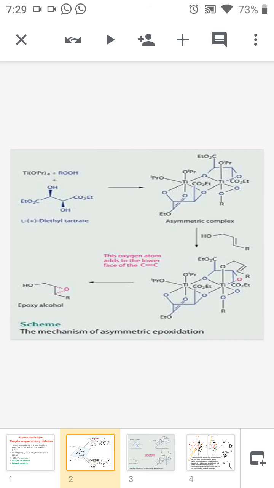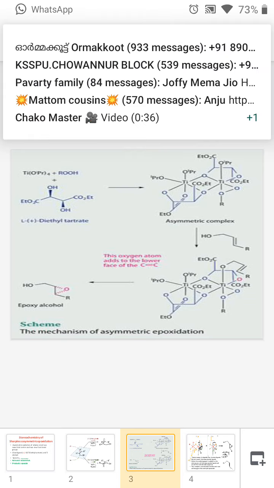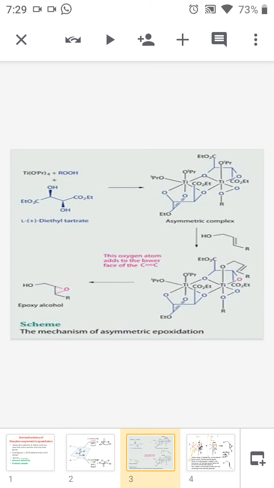Now we are moving into the actual reaction between the ligand and the catalyst. See here, our ligand is diethyl tartrate. This is the structure of the diethyl tartrate. We already studied the optical activity of the tartaric acid, and we know that there are two chiral centers in the tartaric acid, and we can determine the configuration of the chiral centers of the tartaric acid. Now here this is only an ester, diethyl tartrate.